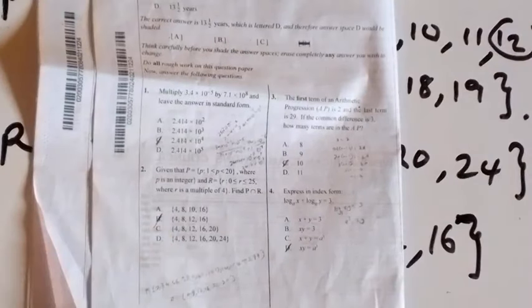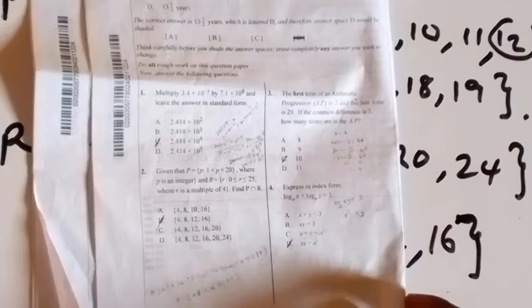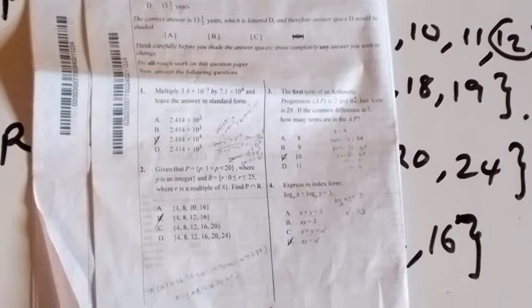So that's that. Then, also from here, number 3, it said, the first term of an arithmetic progression, AP, is 2, and the last term is 29. If the common difference is 3, how many terms are in the AP? From here, state out what is given. The first term in an AP is denoted as A, and we are given that to be 2.